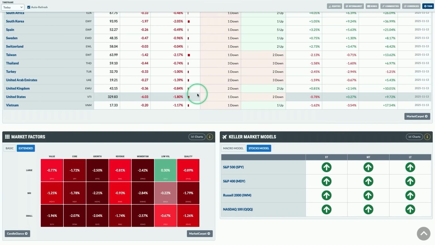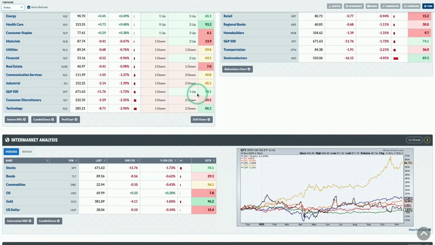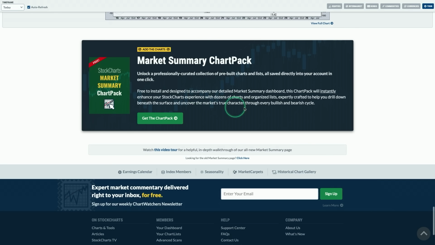Finally, I got to touch on this. We'll talk about it at the end as well. But down here at the very, very bottom of the page, there is a big blue card that talks about the market summary chart pack. Now, all of the different categories, all the different groups, all the different charts that are associated with the symbols on this page, we have organized those into what's called a chart pack.